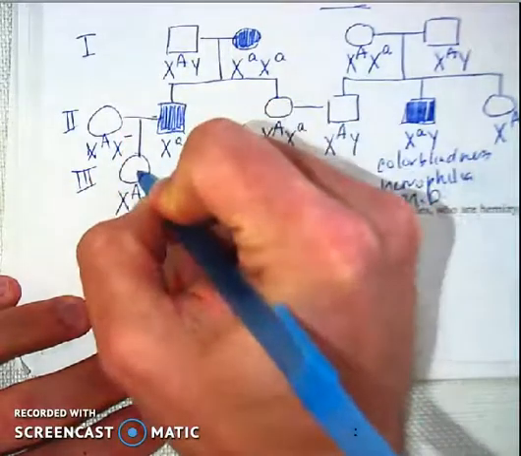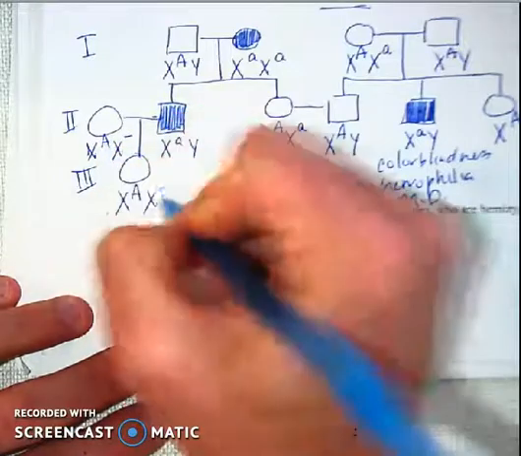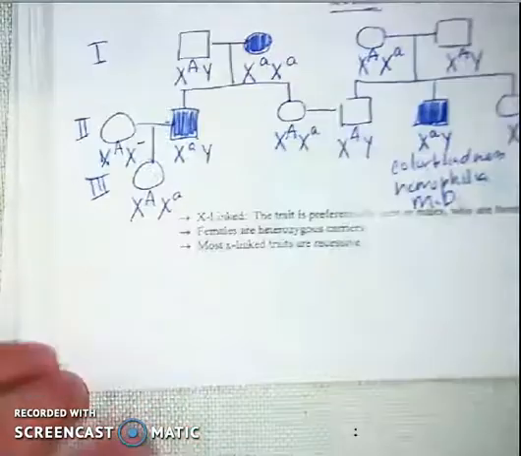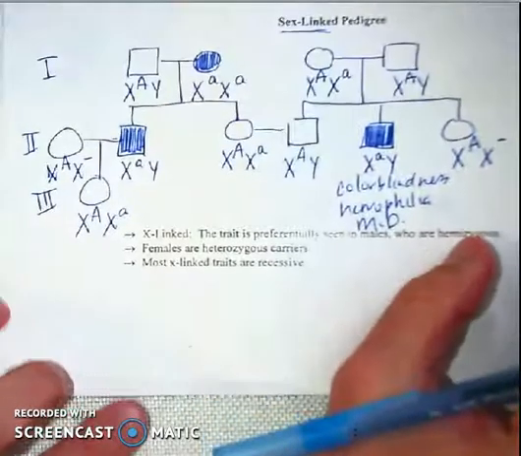Dad has a daughter, unaffected, so we know that the XA that's dominant came from mom. We have to account for dad's X, that's what made her a female, so therefore she must be a carrier. So this is an example of a sex-linked notation, how to do a sex-linked recessive.